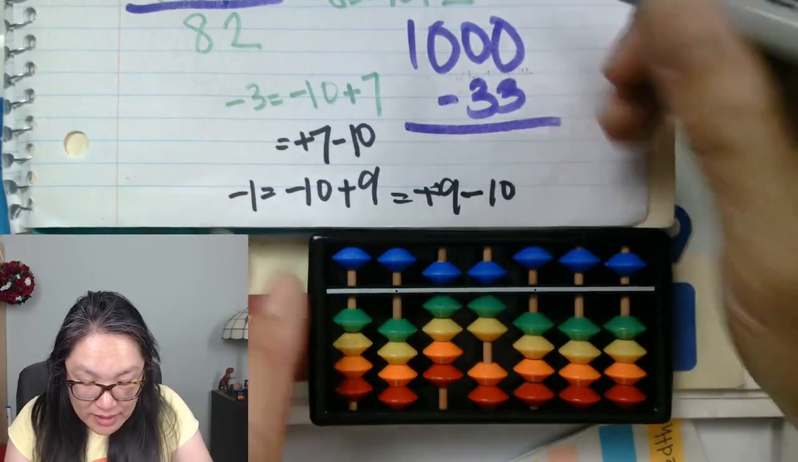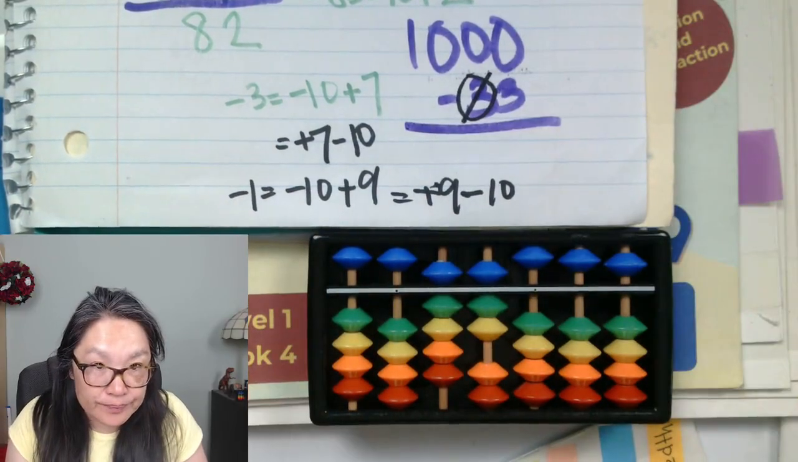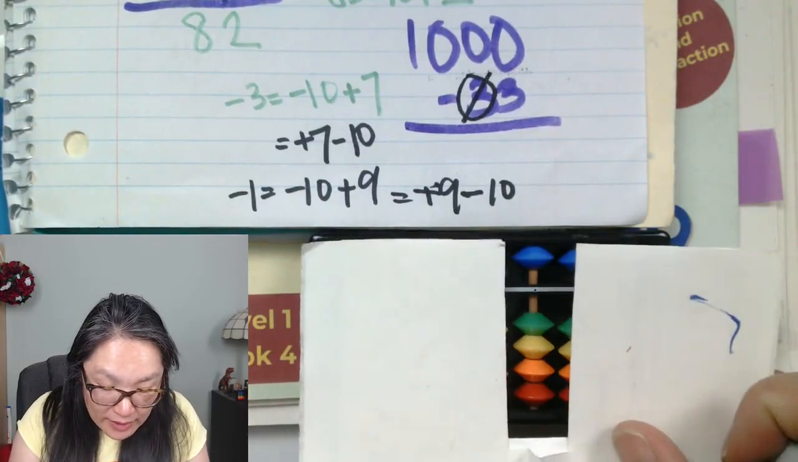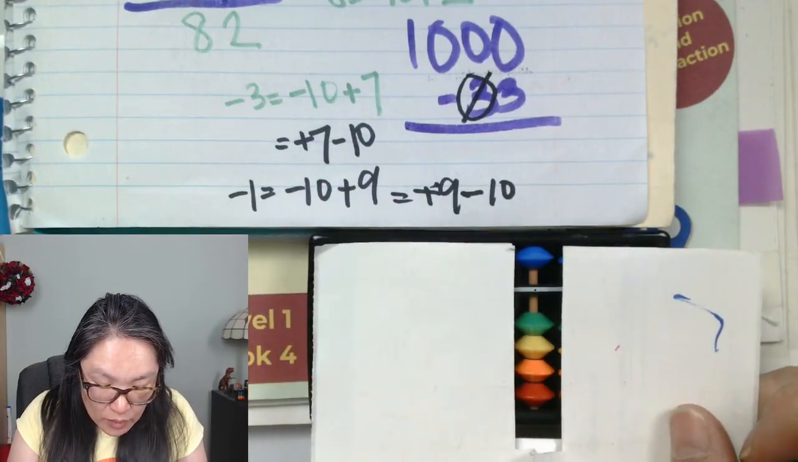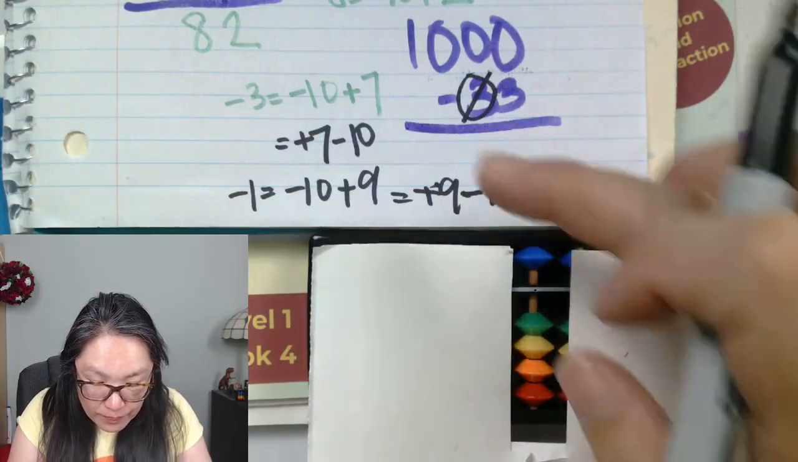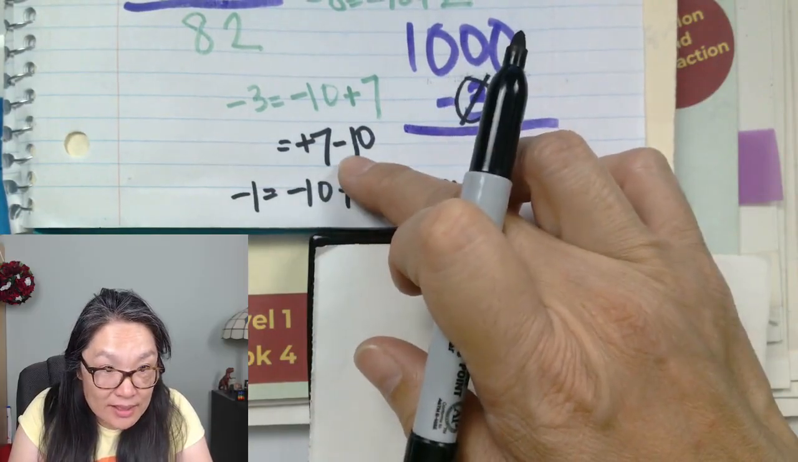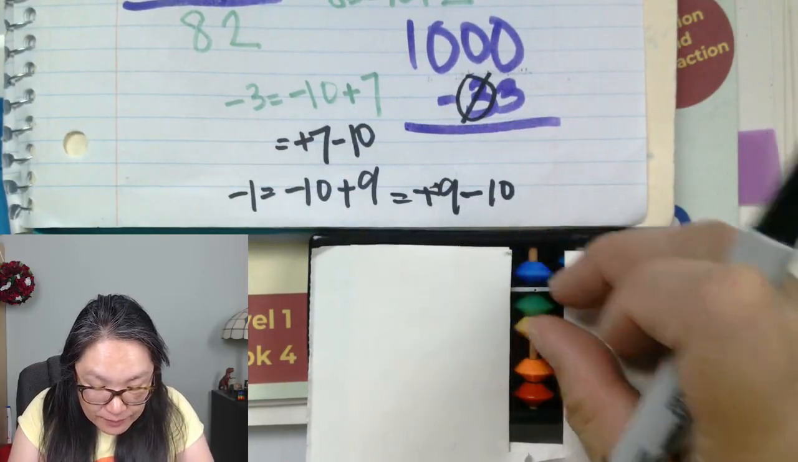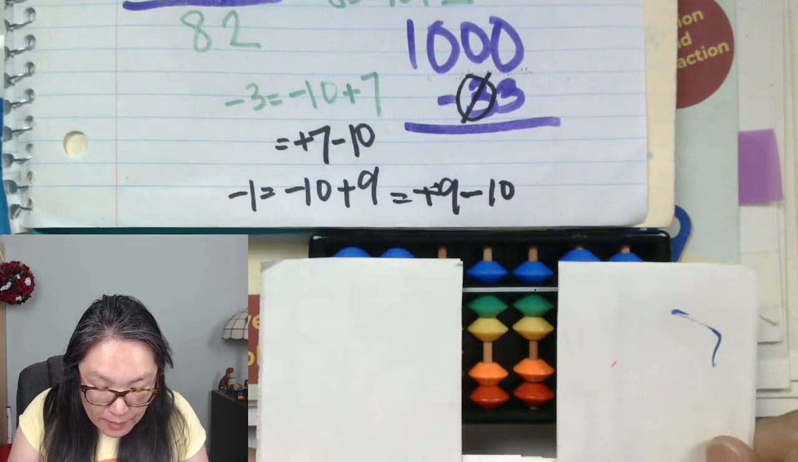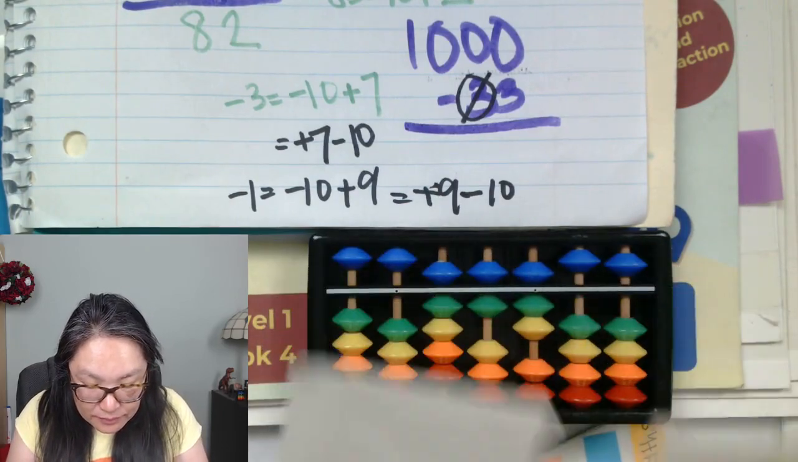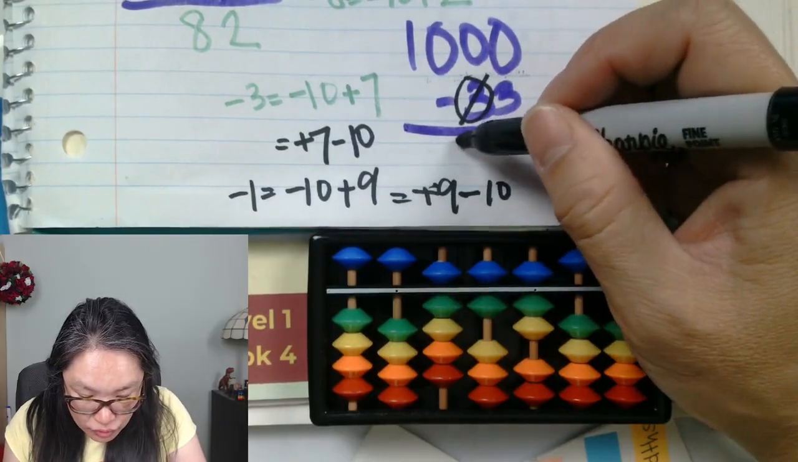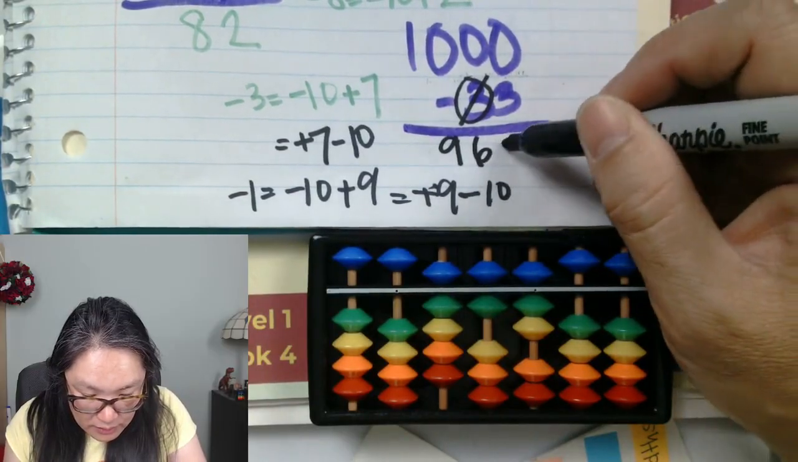Okay? So what we did is we minus the 3. Now we're going to minus the 3 again. When we minus the 3, what are we going to do? Plus the 7, and then minus the 10. So my final answer is 967.